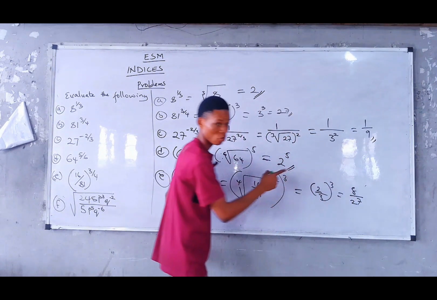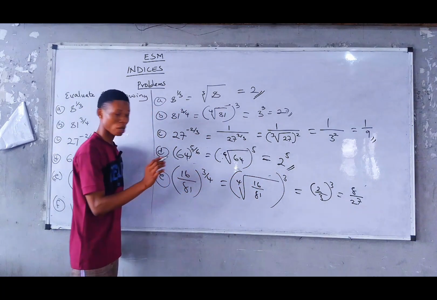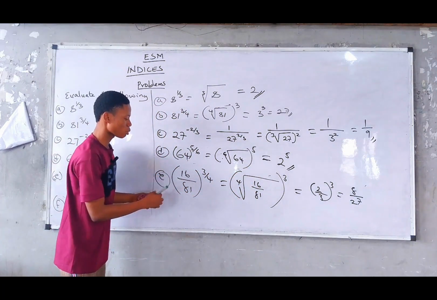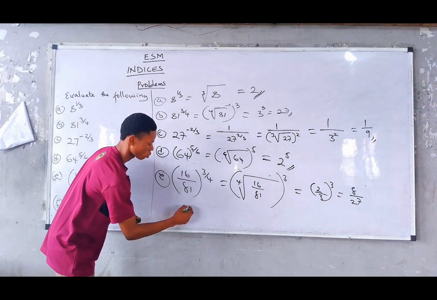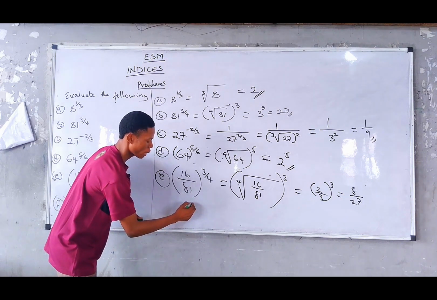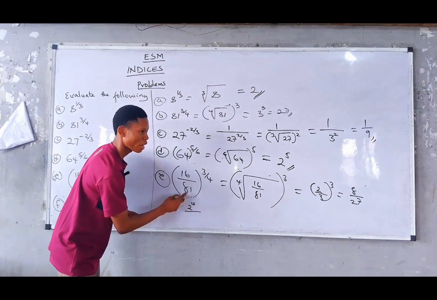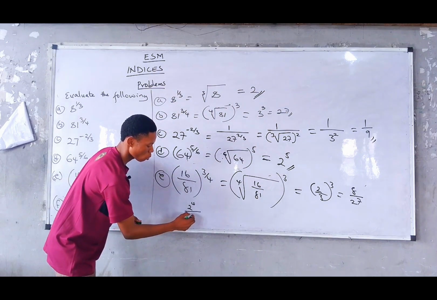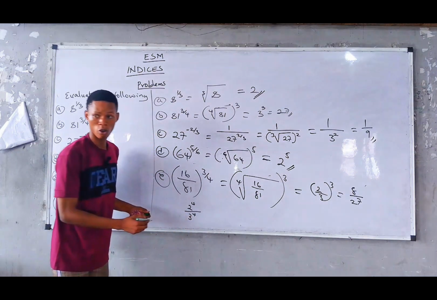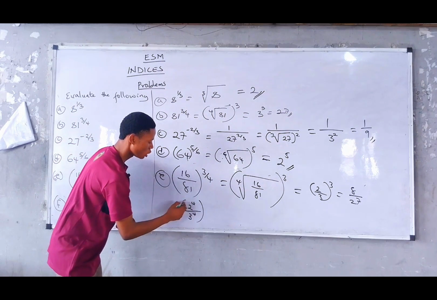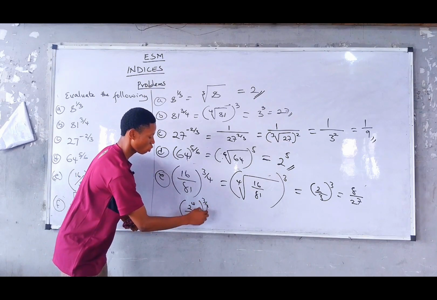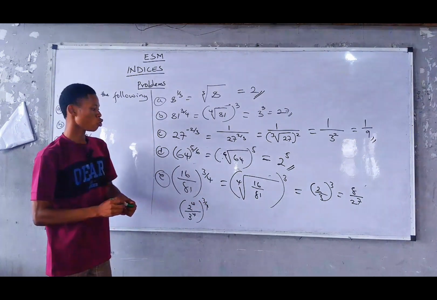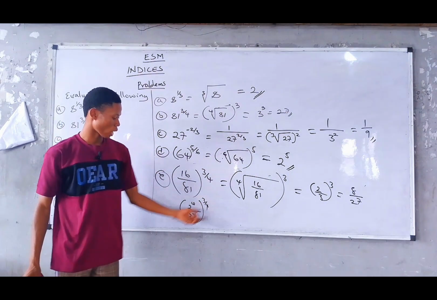Now let's check if this is actually correct. Look at this. 16 is the same thing as what? 2 raised to power what? 4, right? All over 81 is what? 3 raised to power what? 3 raised to power 4, is it not? All raised to power 3 over 4. So if you don't want to solve it straight like this, you can reduce it here.